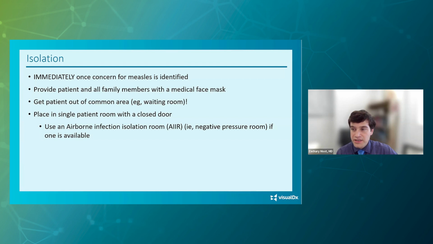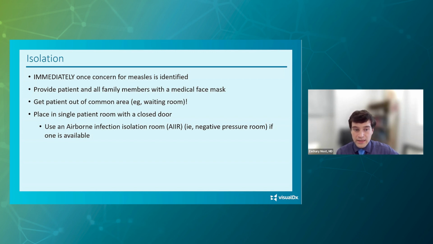You should provide that patient and any family members who are with them a medical face mask right away. That face mask is not going to completely eliminate the risk that they can transmit measles, but it can help to reduce how much infectious measles particles they're releasing into the air. You really want to get that patient out of any common areas right away, like if they're in the waiting room, and place them in a single patient room with a closed door.